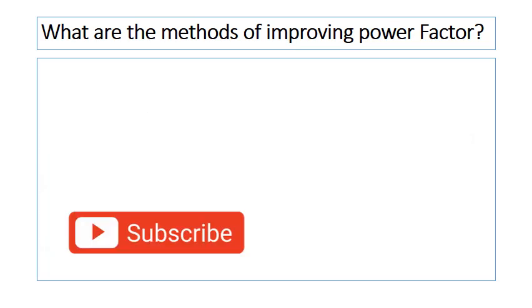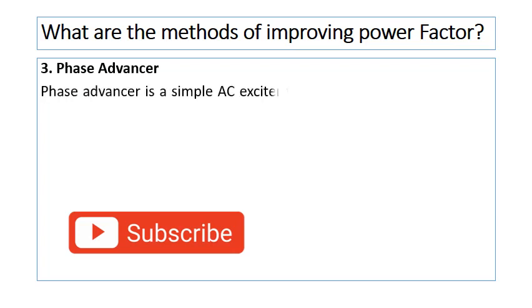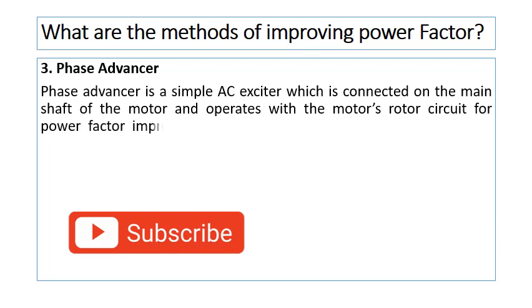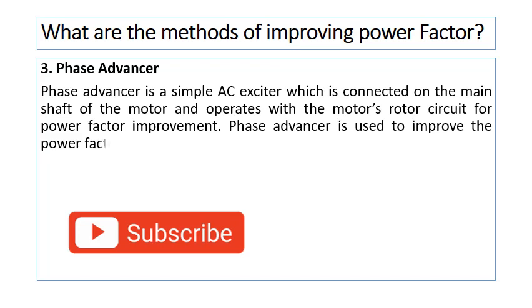Number 3. Phase advancer. Phase advancer is a simple AC exciter which is connected to the main shaft of the motor and operates with the motor's rotor circuit for power factor improvement. The phase advancer is used to improve power factor of induction motor in industry.